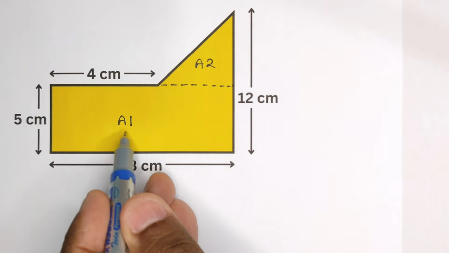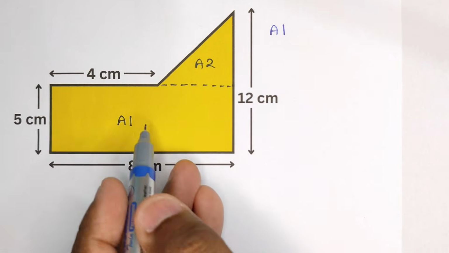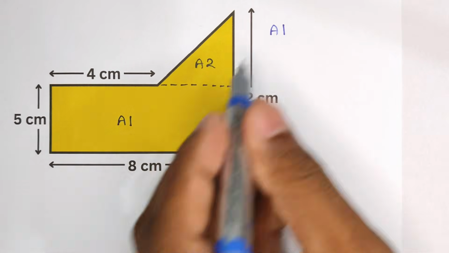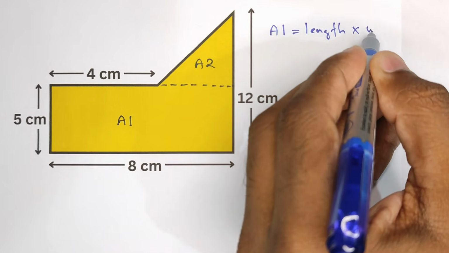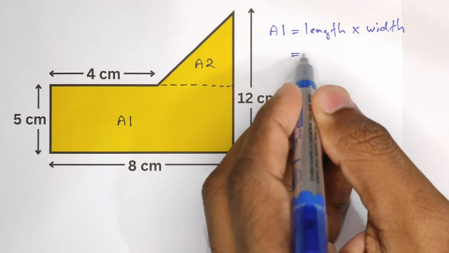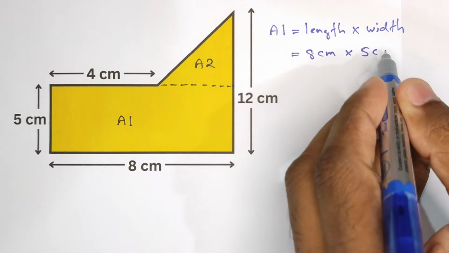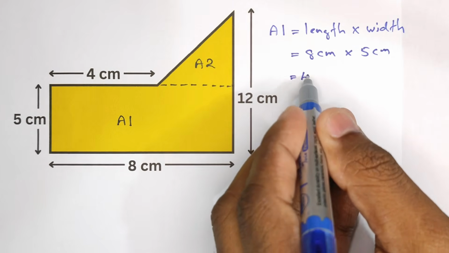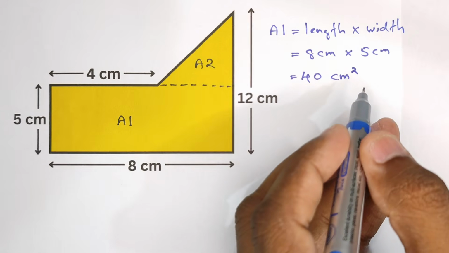First, let's find A1, the area of the rectangle. We know that the area of a rectangle is simply length times width. Here, the length is 8 cm and the width is 5 cm. So 8 times 5 equals 40. That means the area of this rectangle is 40 square centimeters.